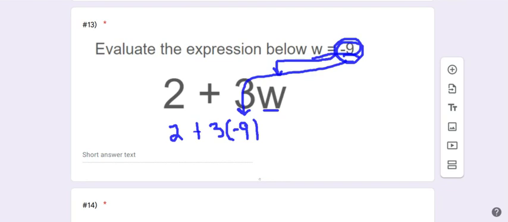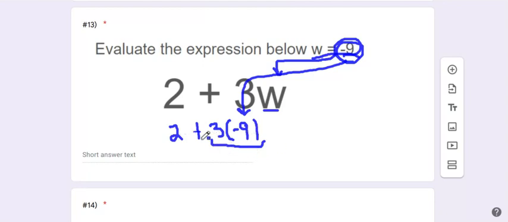Step 3 is evaluate by following order of operations. Now, order of operations tells me that I should do parentheses first, then exponents, then multiply, divide from left to right, then add and subtract from left to right. So as you can see here, I need to multiply before I add. I cannot add before I multiply. Okay, this is order of operations.